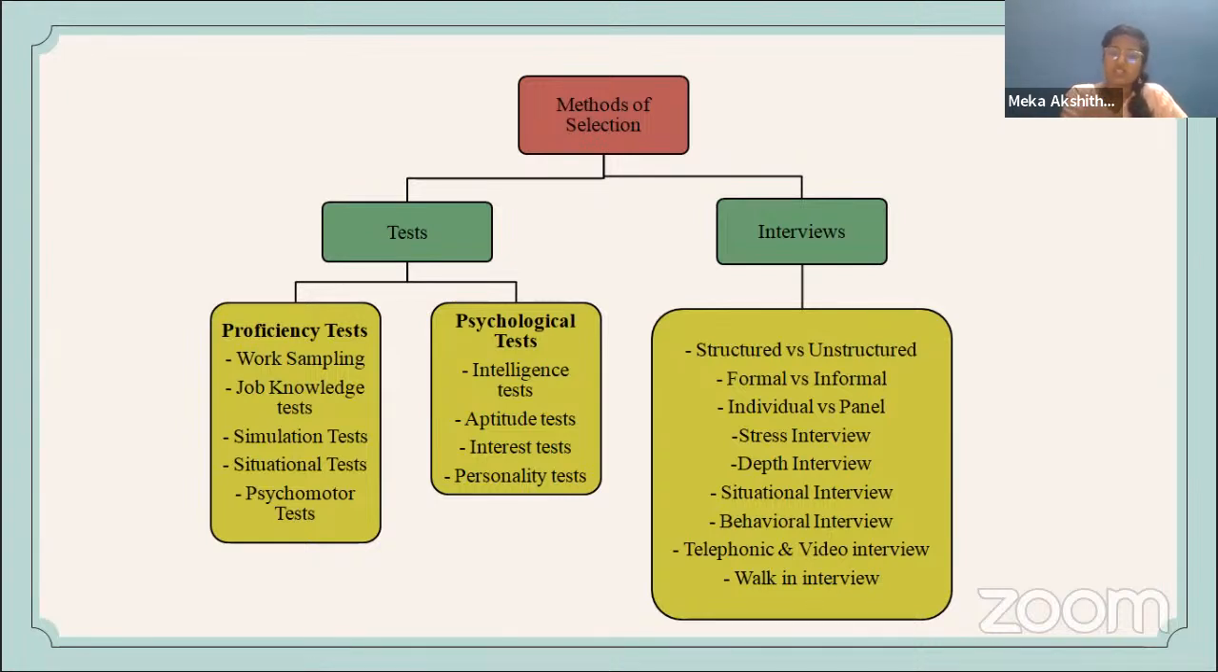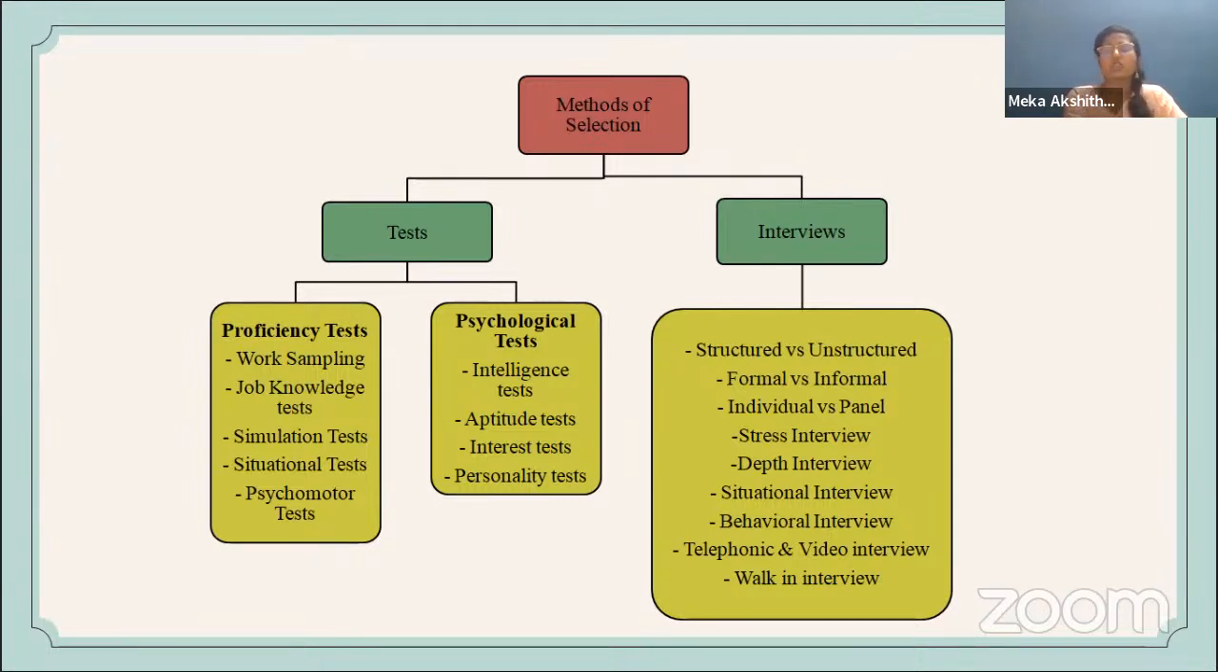Then comes interest tests. In these interest tests, we would be able to know the orientation of that particular candidate, for example, whether he or she is oriented towards social. There are many different interest tests, comprehensive interest schedule, RIASEC. We use these tests to know in which field the candidate is interested. If he or she is not interested in this particular field, it is no use to retain that individual. If they have interest in the field we are looking for, then we can retain and select that candidate.